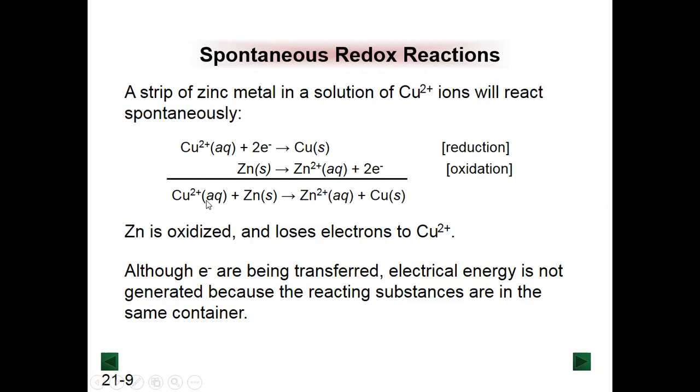This is the overall reaction. Zn is oxidized and loses electrons to Cu. Although electrons are being transferred, electrical energy is not generated because the reacting substances are in the same container.